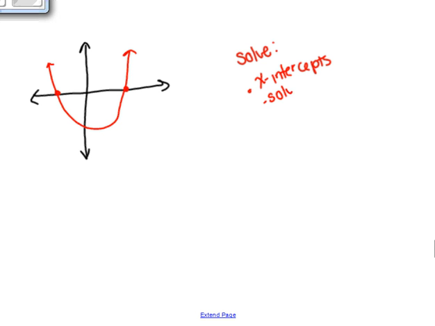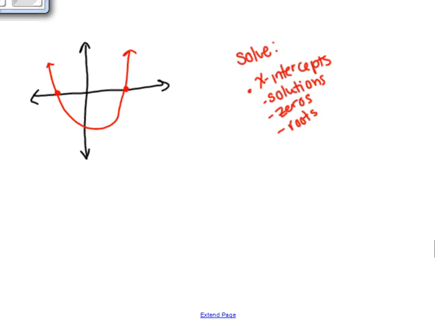When you're told to find the solutions, that's what they're asking you to find, the x-intercepts, where it crosses the x-axis. It can be called the zeros of the function, and it can be called the roots of the function. So anytime you're asked to find the x-intercepts, where it crosses the x-axis, the solutions, the zeros, or the roots, this is what you're being asked to do, to solve it.